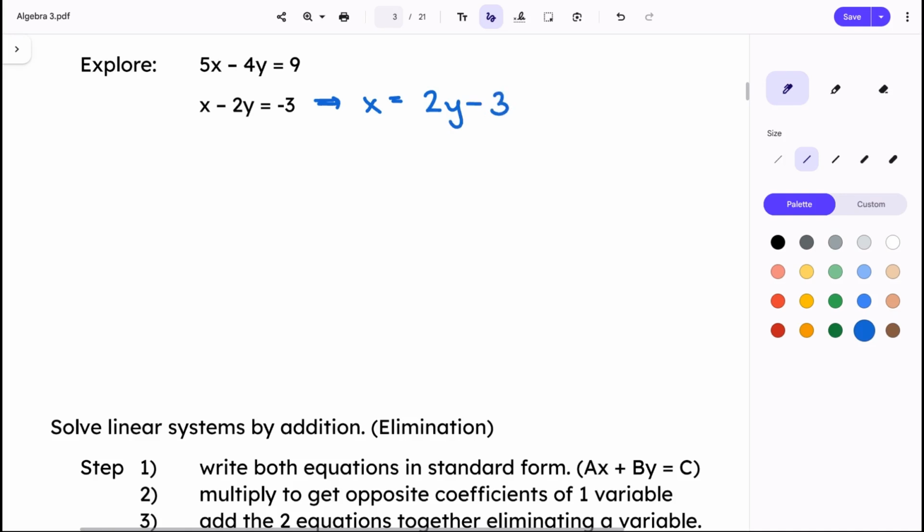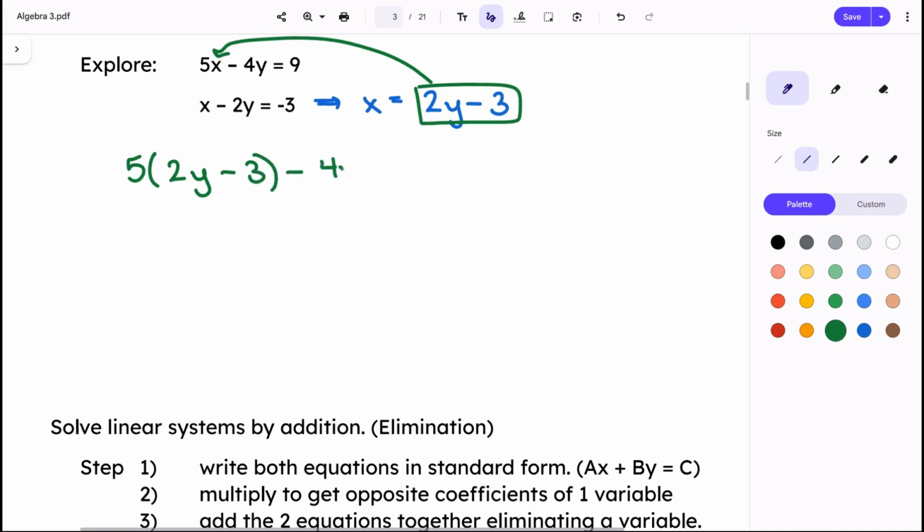Good. If you said negative 3 plus 2y, it does not really matter at this point because we're just trying to solve for one of these variables. So then I'm going to take this whole quantity, this 2y minus 3, and plug it in for x in the other equation. So it's going to have to follow the 5. Okay, you distribute here. You should have gotten 10y minus 15 minus 4y equals 9.